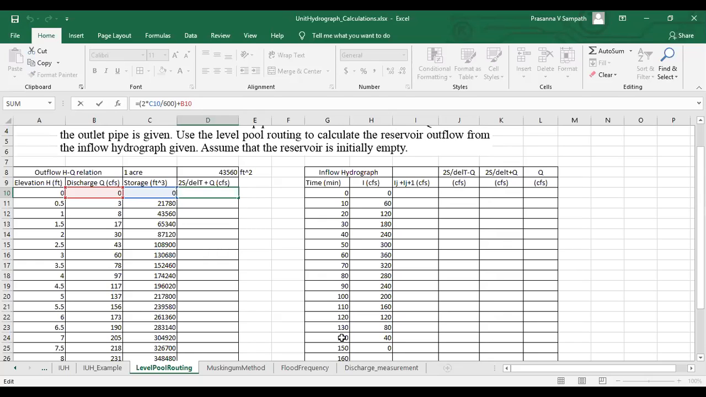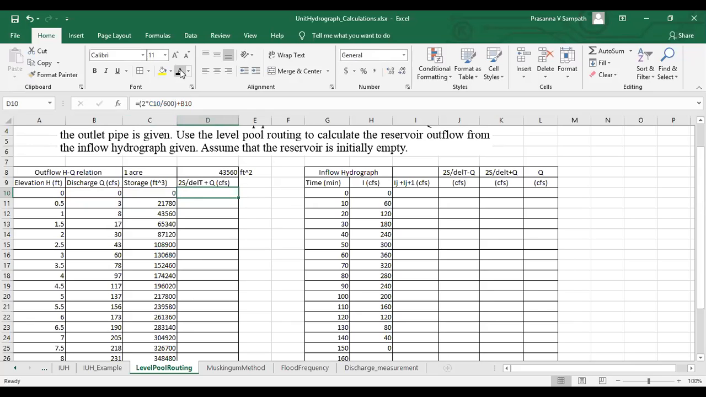So now we've got 2S by delta t plus Q. So 2 into S is over here, divided by delta t of 600, plus Q. Remember, we are developing this relationship between 2S by delta t plus Q for the same value of h. I'm using the Q and S for that corresponding value of h. So C10 and B10 correspond to the values of Q and S for an h of 0. I can't take Q as 0 and S as some other number and compute 2S by delta t plus Q. It has to be for that corresponding value of h. So that's what I've done.